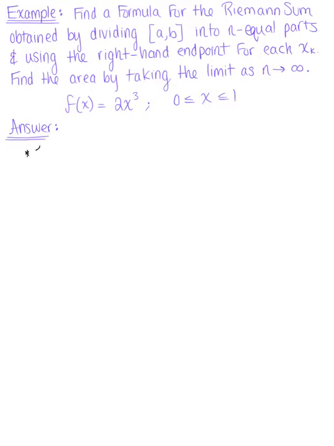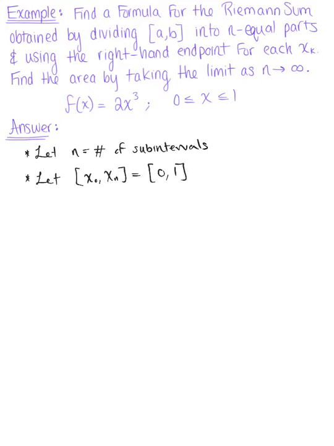So to get us started, we are letting n be equal to the number of subintervals. And we also are going to let our interval from x0 to xn be defined as what's given, 0 to 1. So we can compute the width that will conform with our kth subinterval. So we have delta x, which is the length of that interval, x sub n minus x0, all over the number of subintervals, n. So this is 1 minus 0 over n, which leaves us with 1 over n.